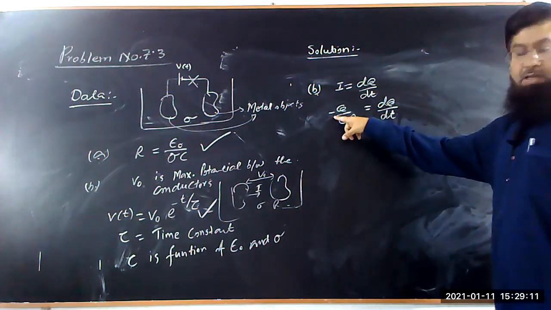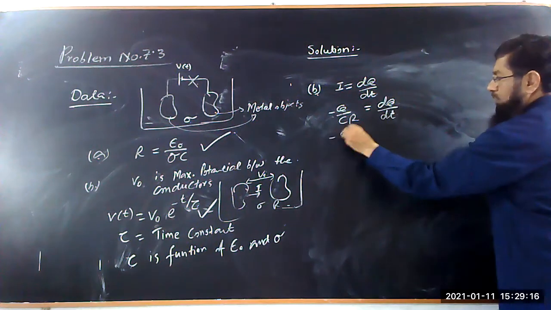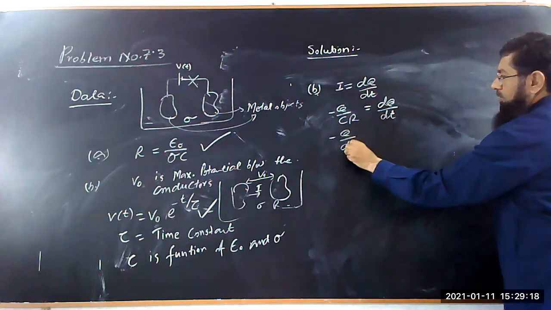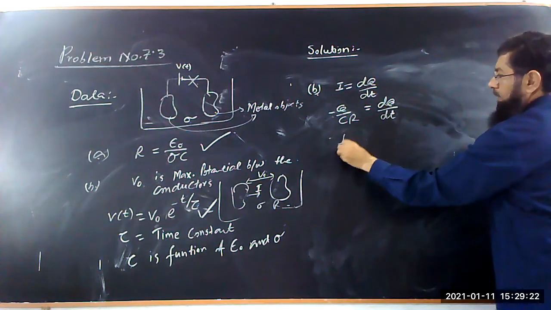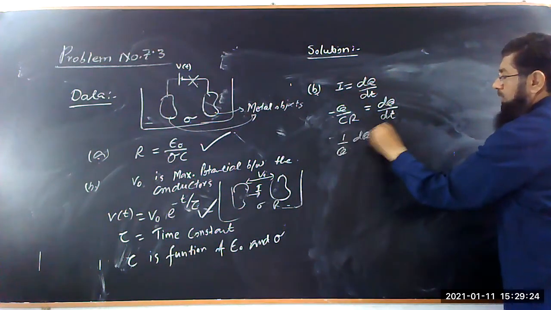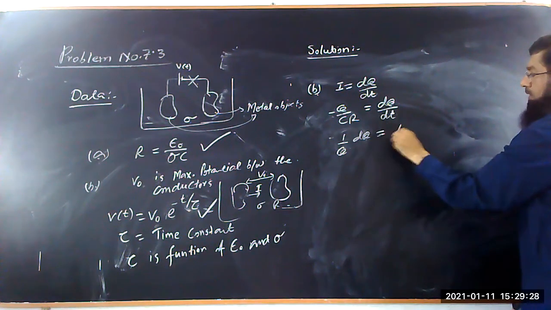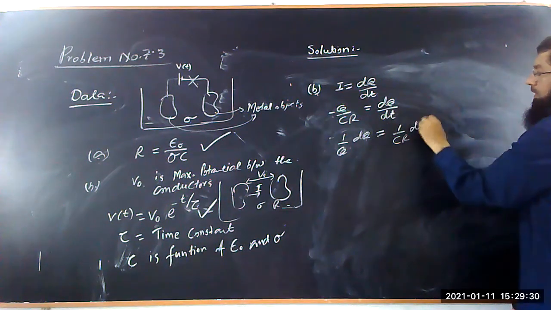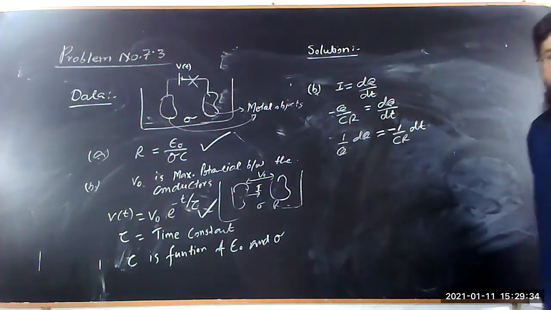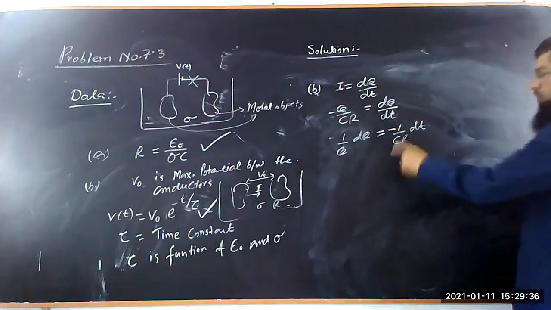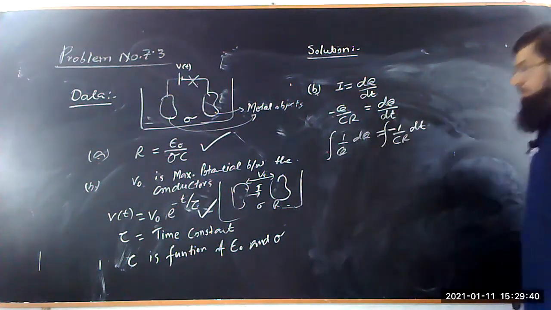So this negative sign shows such a thing. Here this can be rewritten as minus dq over q, or we may rewrite it as 1 upon q dq is equal to minus 1 upon CR into dt. This can be rewritten like that by cross multiplication. So integrating both sides here, we have integrated both sides.